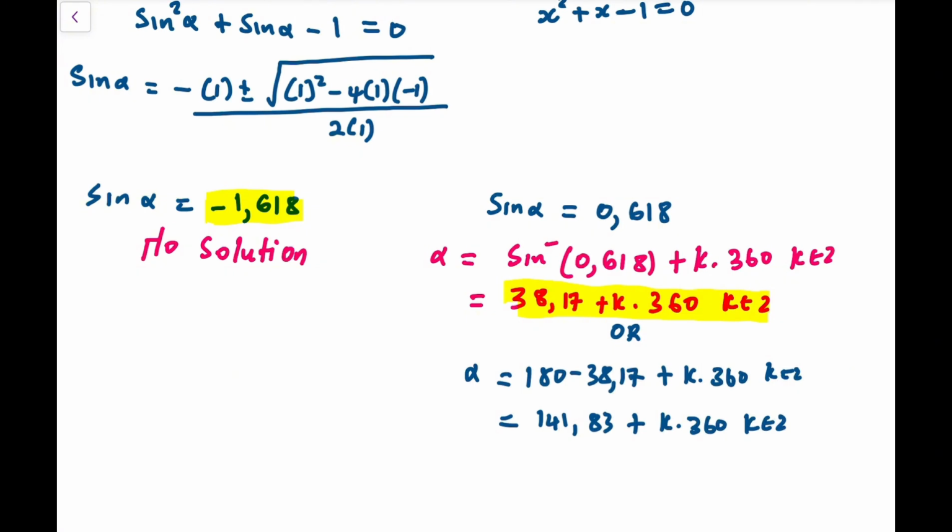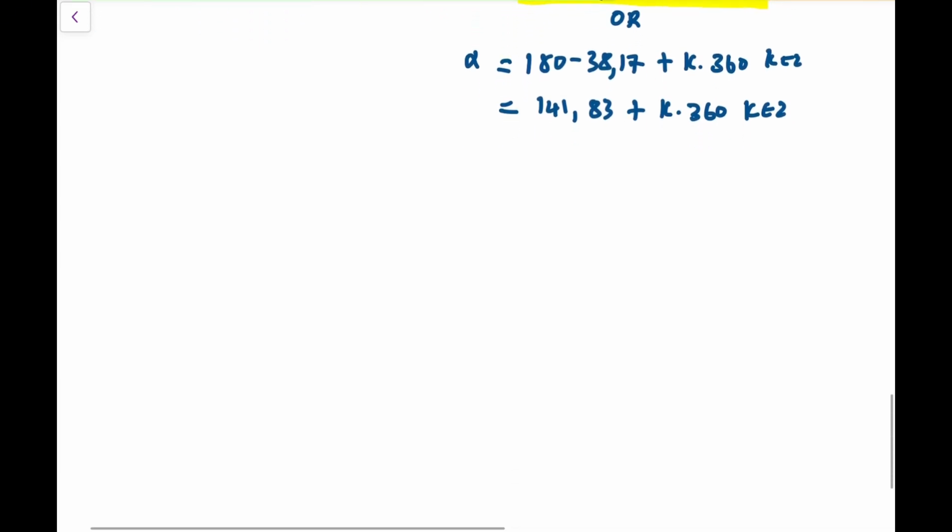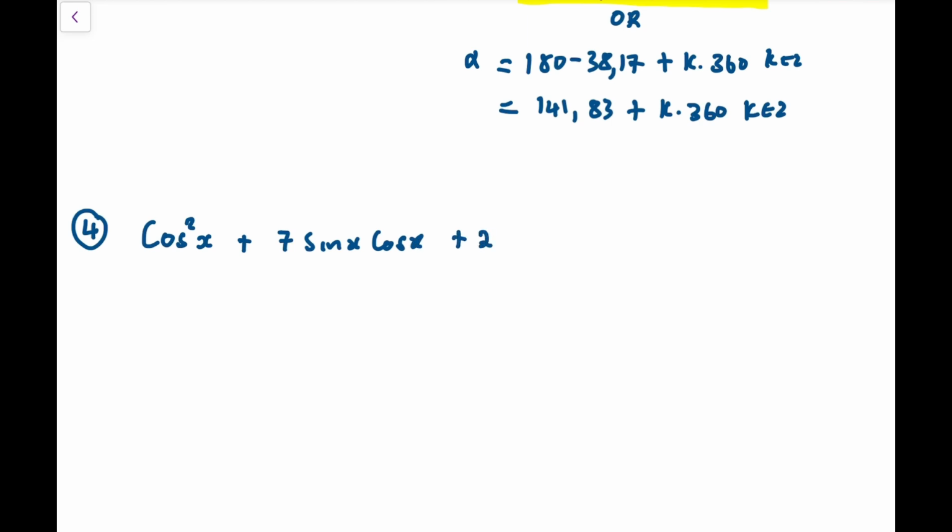Let's go to example number 4. Number 4, let's say we are given cos squared x plus 7 sine x cos x plus 2 is equal to 0.